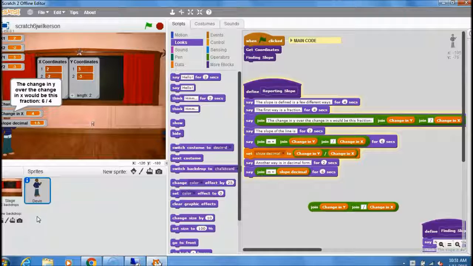Just a moment. I just want to finish this, and then I'm going to stop and answer a question. So the slope of the line is 6/4. There's our fraction. It's an improper fraction. And then another way is decimal form, and equals 1.5. Beauty, beauty, beauty. I'm very proud of that.